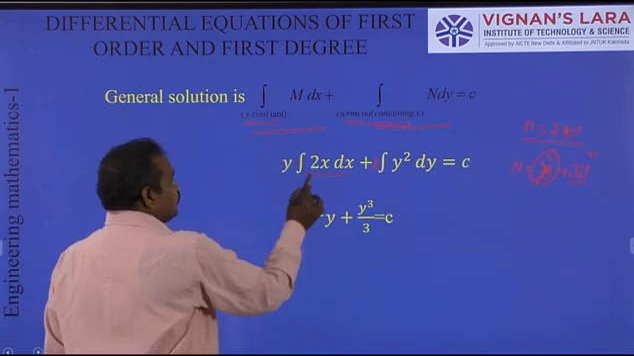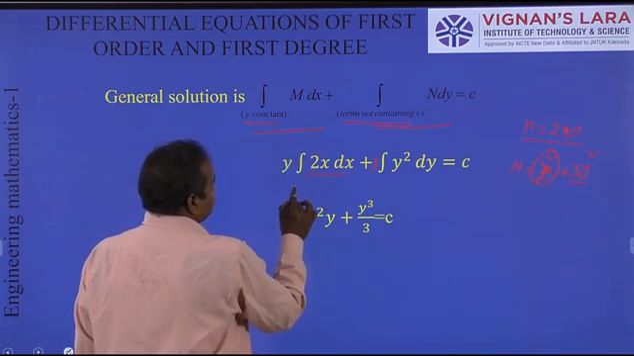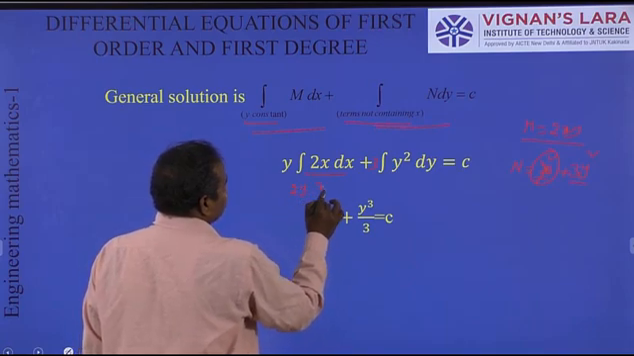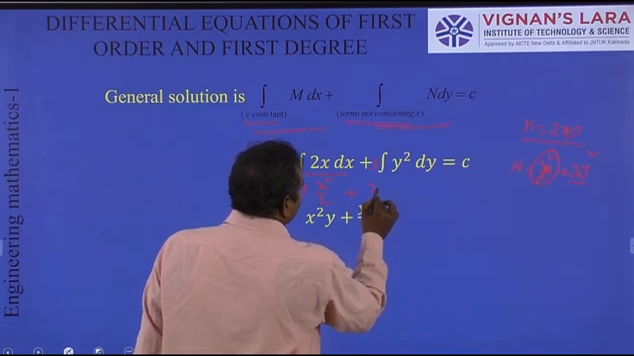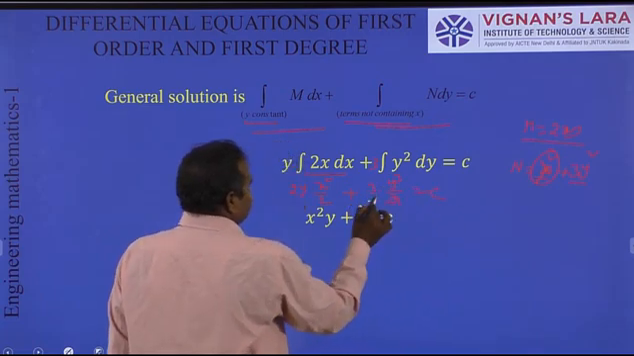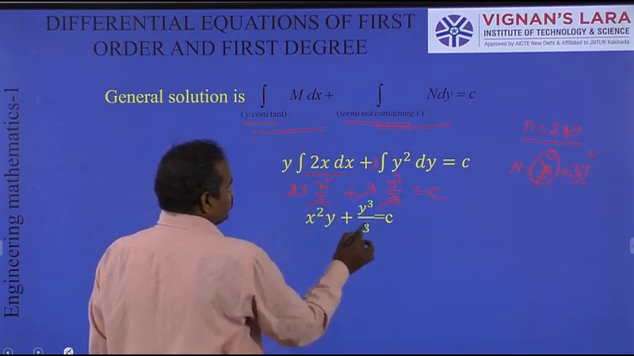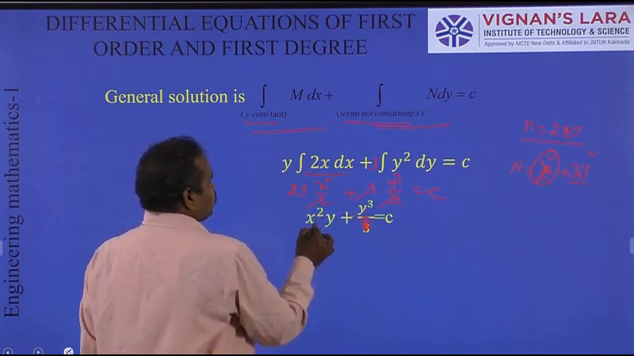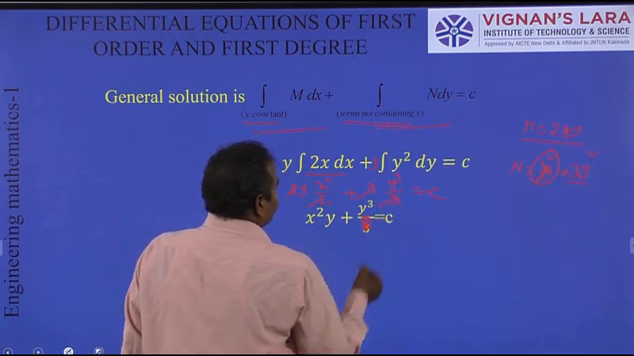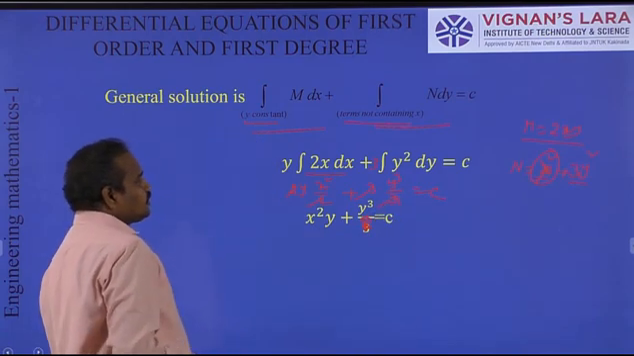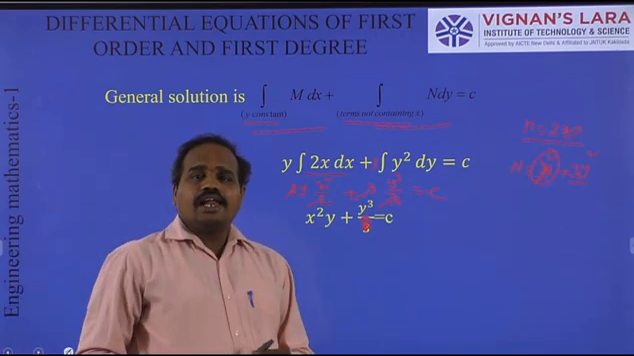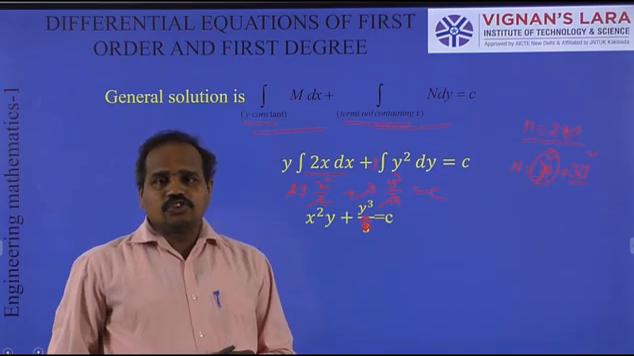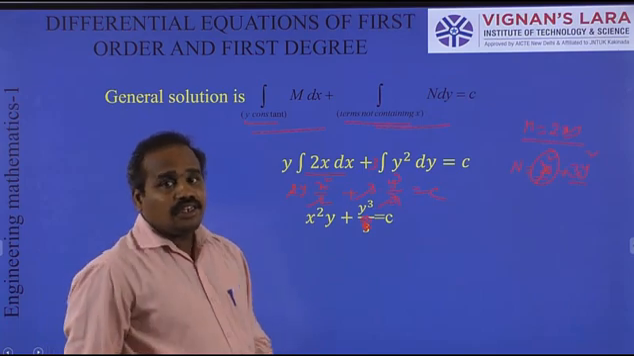So y into 2 is also constant. Right, this 2 is also outside. What is the x integration? X square by 2 plus 3 into y square integration is y cube by 3 is equal to c. 3 getting cancelled, 2 getting cancelled. So what I will get? X square y plus y cube is equal to c. So this is the general solution of the exact differential equation. Like this we are evaluating the general solutions of the exact differential equation.